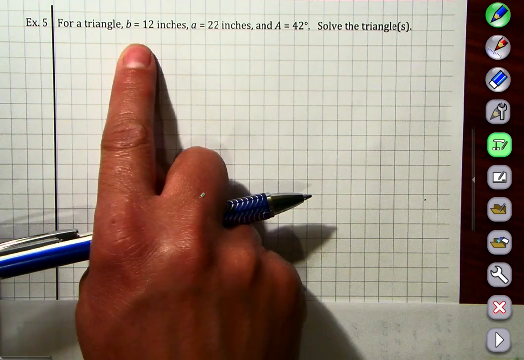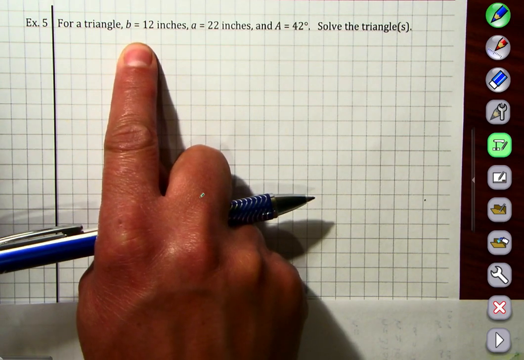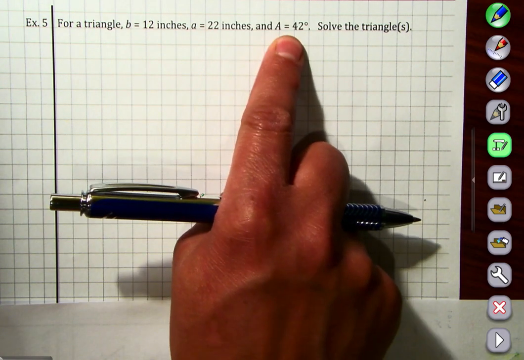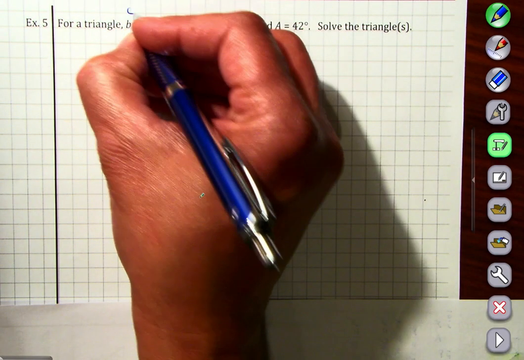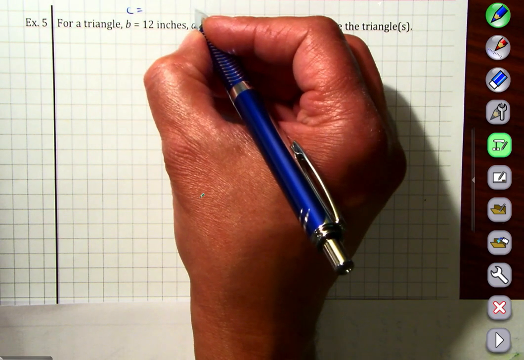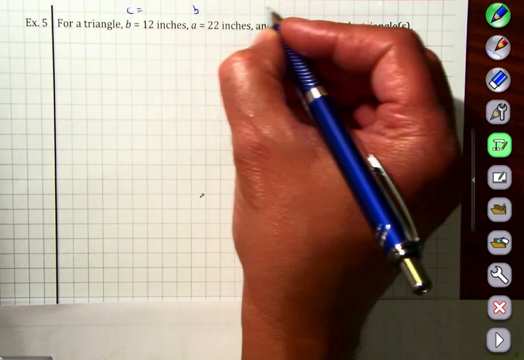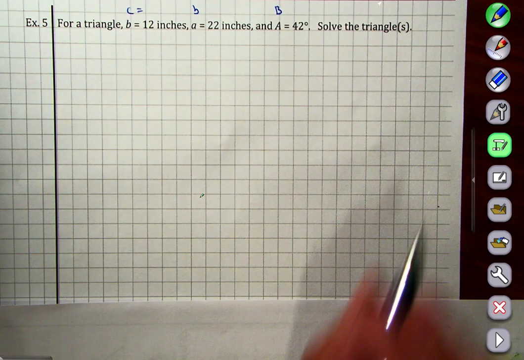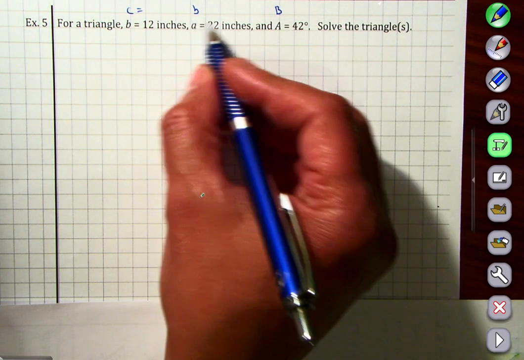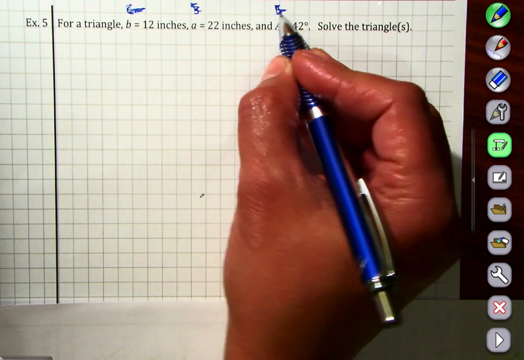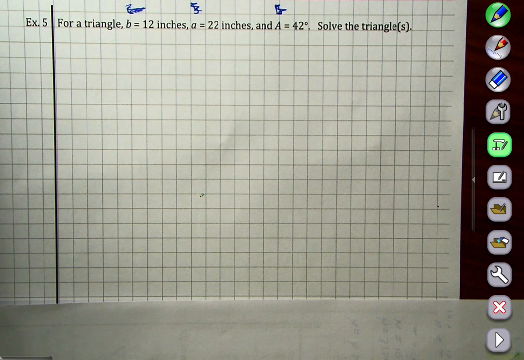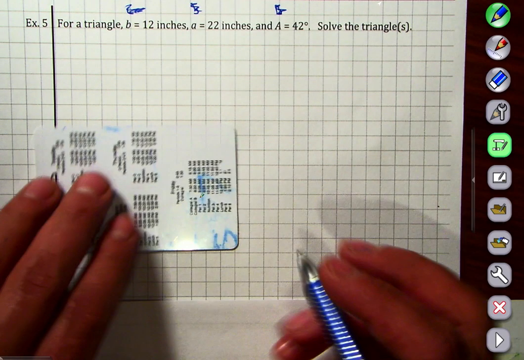So for a triangle with side B, side A, and angle A is 42. Now be careful. Sometimes they might say that this is angle C or side C, this is side B, and this is angle B. If that's the case, I usually just switch them around to A, just so I can go through the formulas. But for now, this is given to me in the easier form.